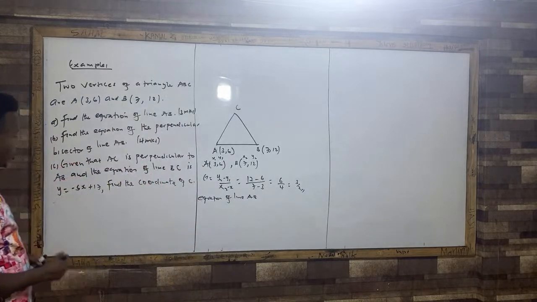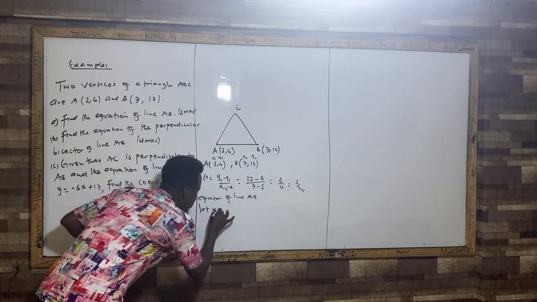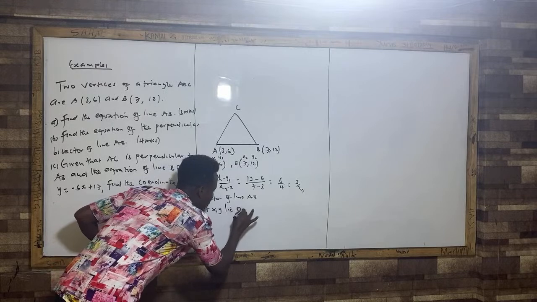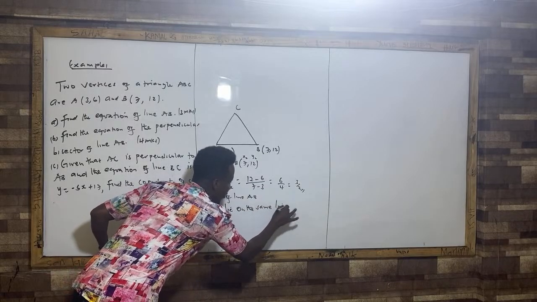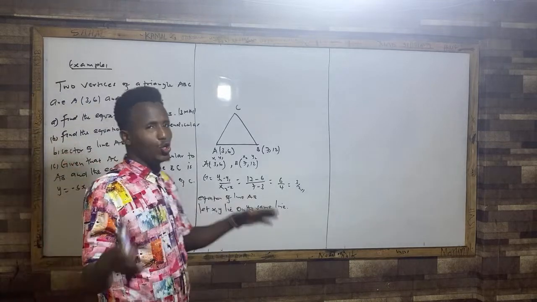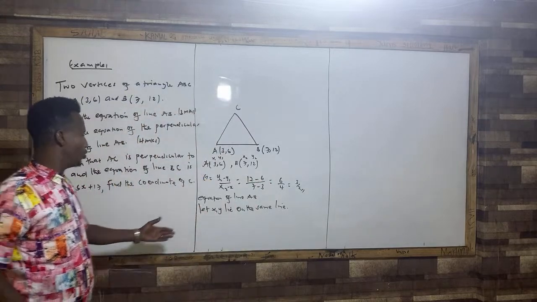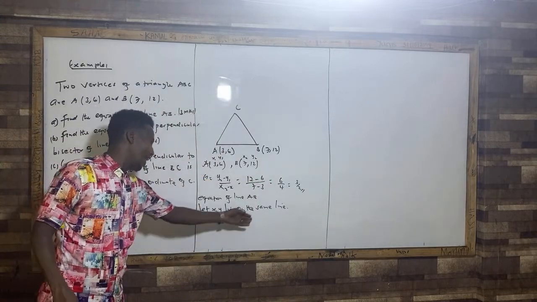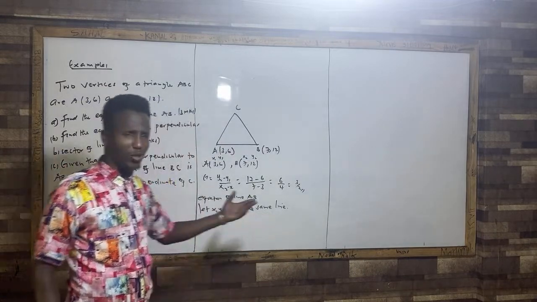Okay? Because I was told to get the equation, I will say let x, y lie on the same line. Remember, in our previous videos, we were checking a general point together with the gradient. But here, we are going to say let x, y lie on the same line. Okay? This is very short. Let's take this one.